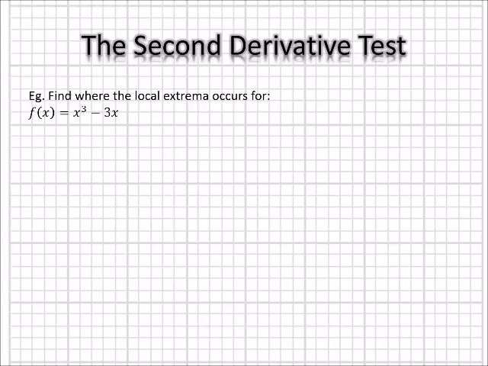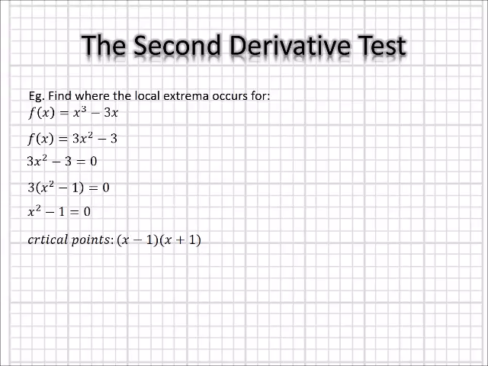Let's say the example is to find where the local extrema occur for the function x to the power of 3 minus 3x. Now the solution, step by step, is firstly to find the derivative of the function. So the first derivative of the function is 3x squared minus 3. We then set it equal to 0 and solve. The common factor here is 3, so 3 bracket x squared minus 1 equals 0. We then divide both sides by 3, so x squared minus 1 equals 0. And then we figure out the critical points. Now if we factor this out, we get x minus 1 and x plus 1. So our x values are x equals 1 and x equals negative 1.